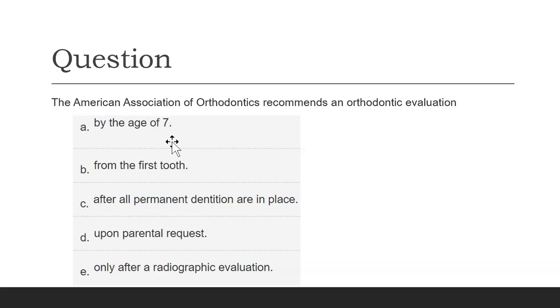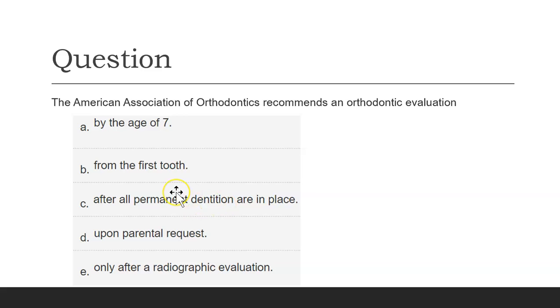Many times it is complimentary, it is free. The first consultation is free. The first tooth is way too early to evaluate the needs, so that's out of the option. Permanent dentition are in place? Yeah, that's possible, but it could be more complicated treatment at that time. What if we wanted to play around with the palate? What if we wanted to expand the palate at that time?